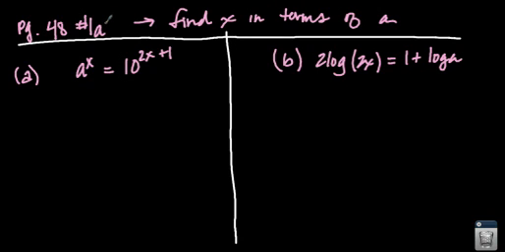This is page 48, problems number 1, A and B. Basically both A and B are log reviews where we're trying to isolate x, finding x in terms of A. So that means getting x on one side and A on the other.